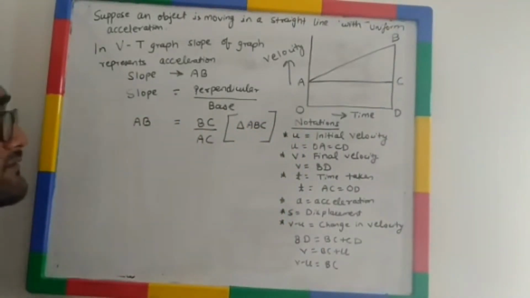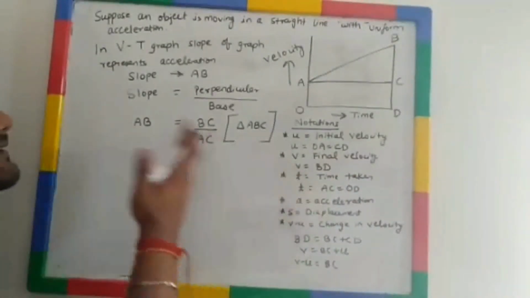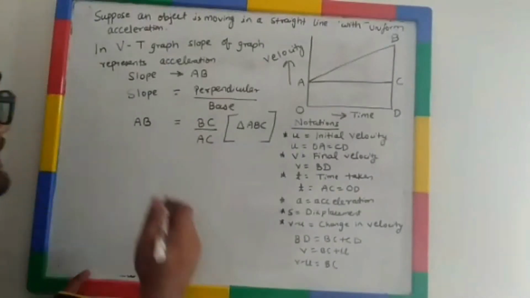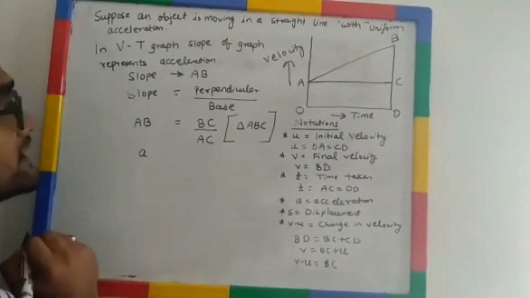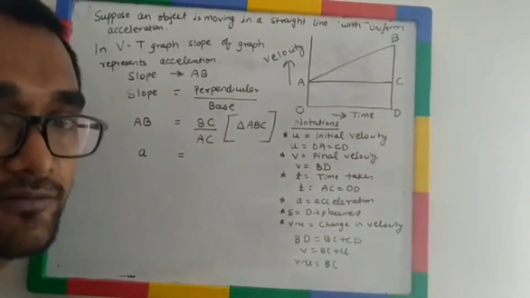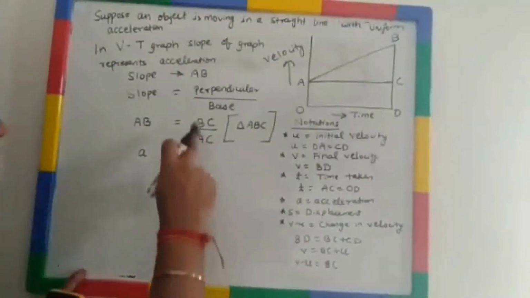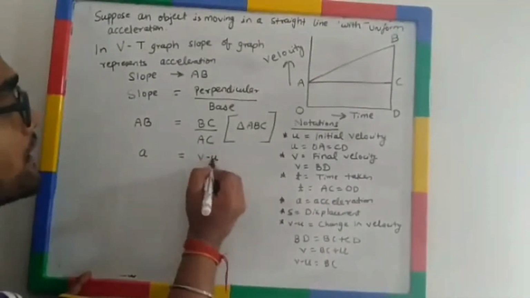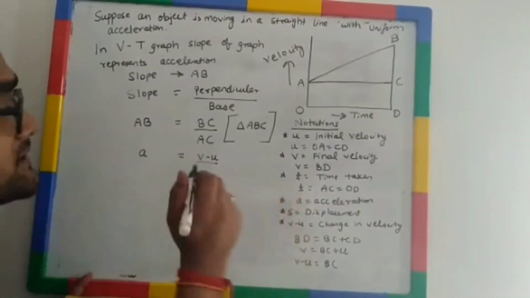Now, referring to the notations, we will insert the values of AB, BC and AC. AB is A, that is acceleration, because the slope of a velocity time graph represents acceleration. BC is V minus U. AC is T.